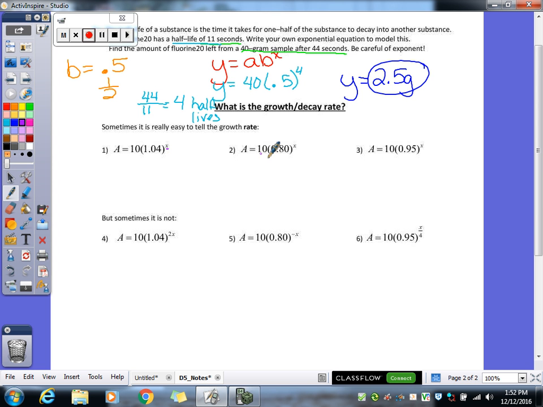If you have an exponent of just x, like our first 3 examples have, it's really easy to tell. You just want to look at your b value. This b value is greater than 1, so this one's a growth. To figure out what our growth rate is, you subtract the 1, so we'd be left with 0.04, and then just move your decimal 2 places to the right, and you'd get your percent. So that one's a growth rate of 4%.